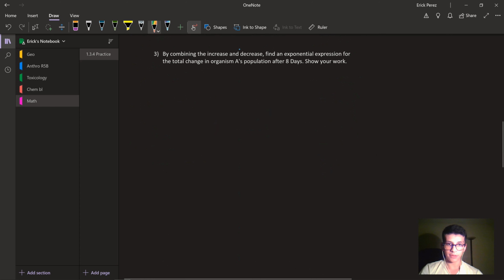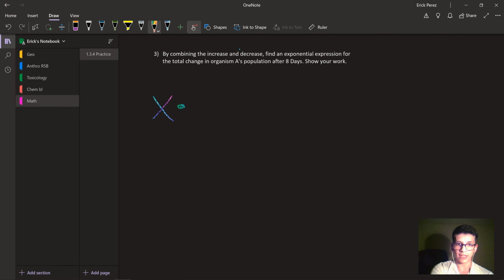Okay, so the next one, number 3, says by combining the increase and decrease, find an exponential expression for the total change in the organism's population after 8 days. So let's see, right? Our initial population, we'll say it's X. It could be anything. X could be 100, 200, and so on. They don't tell us. That's why it'll be X.